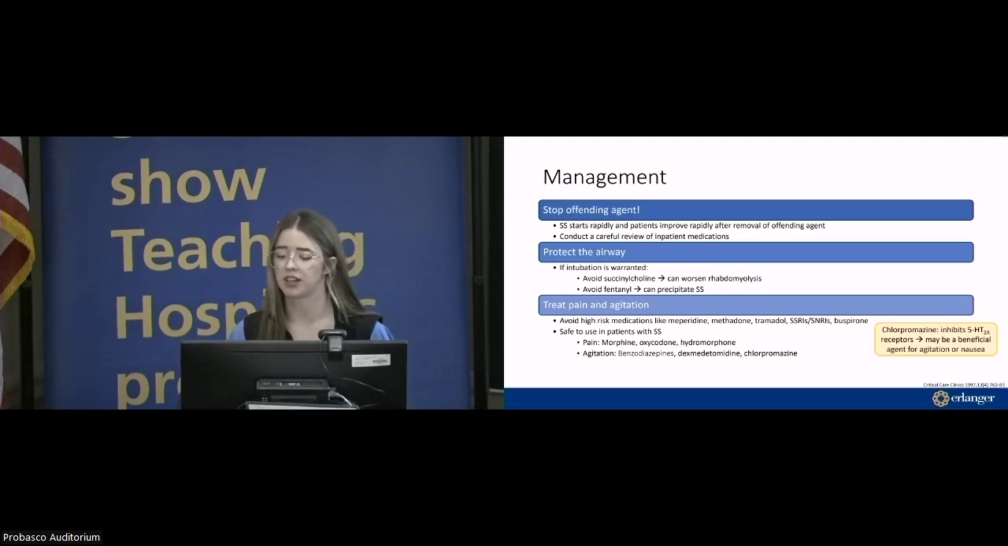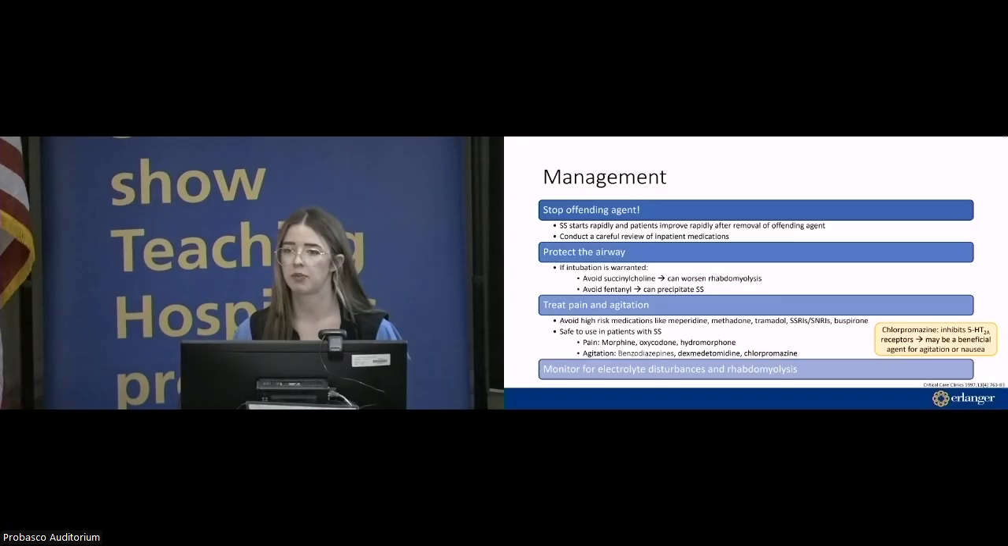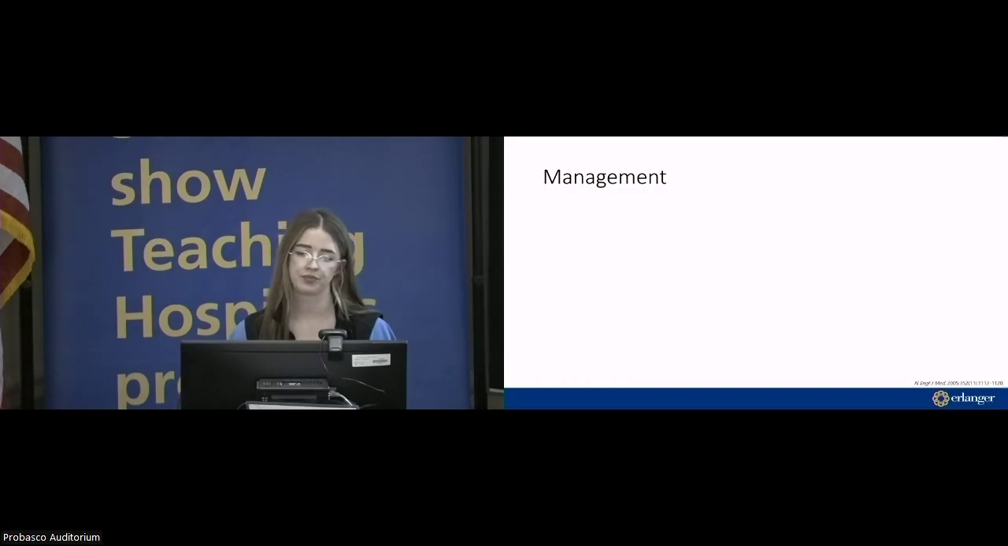Chlorpromazine, which blocks serotonin 2A receptors, may be beneficial for refractory agitation or nausea, but needs careful monitoring for hypotension and QTc prolongation. And as with other hyperthermic states, you want to monitor their electrolytes, CK, and renal function for evidence of rhabdomyolysis or AKI.